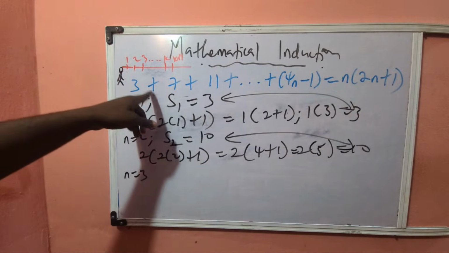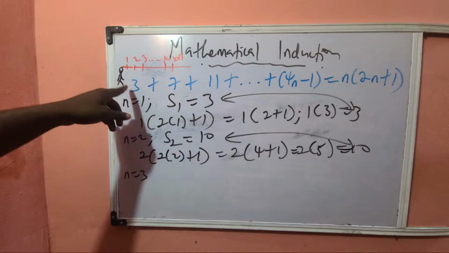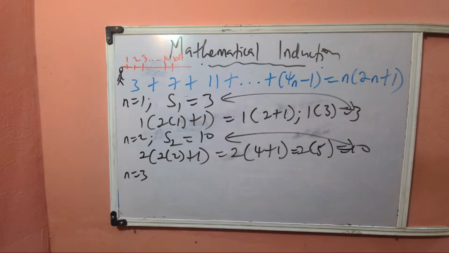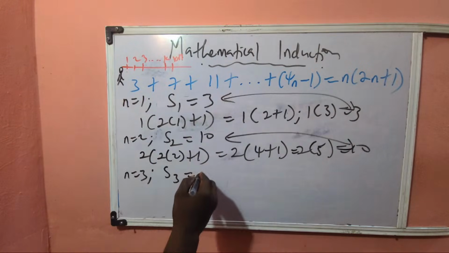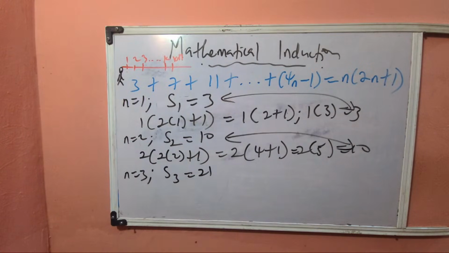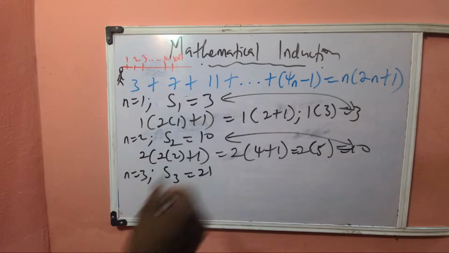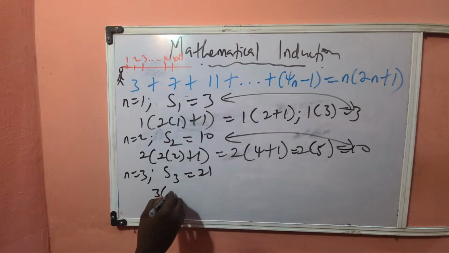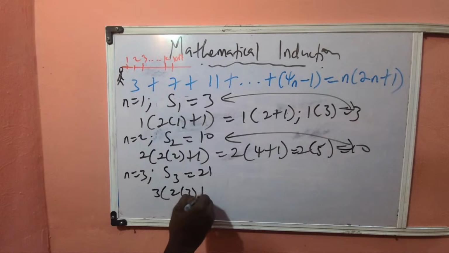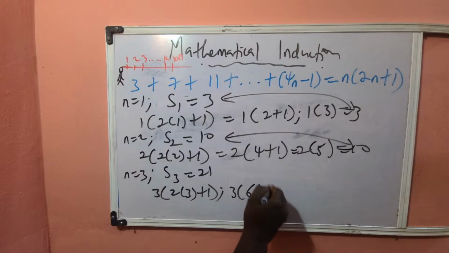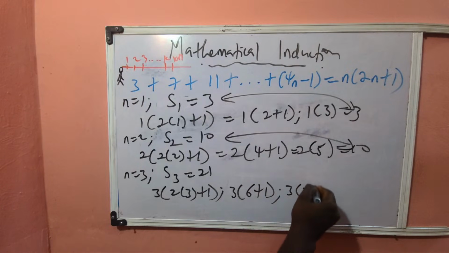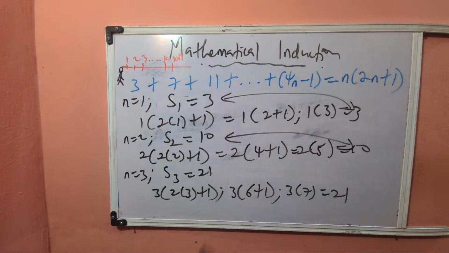So when n was 3, that means we are adding the first 3. We added 3 plus 7 plus 11, and we got the sum there to be 21. When we added the sum of the first 3, we got 21. So let's now go on and confirm from that formula they gave us. Is it going to be the case? That will be 3 into bracket 2 into bracket 3 plus 1. That will be 3 into bracket 6 plus 1. That will be 3 into bracket 7. That gave me 21. Wow.